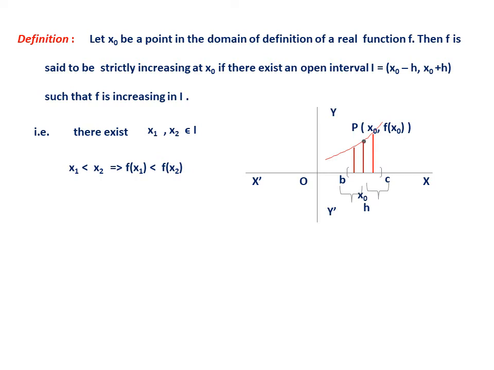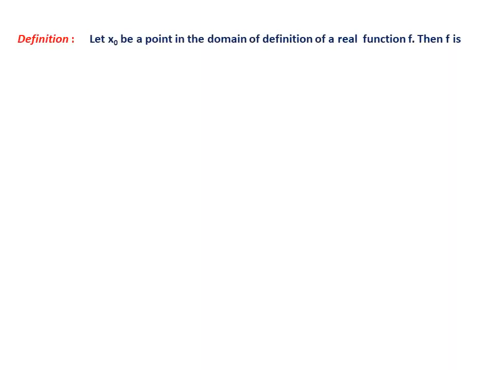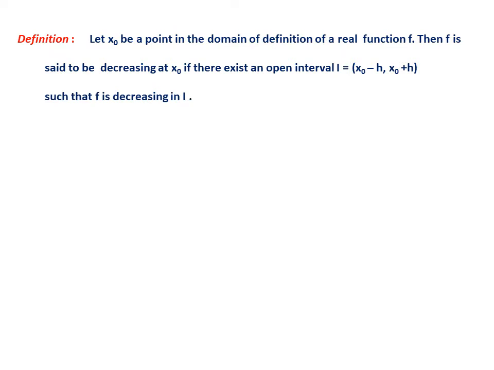In such cases we say that the function is increasing at x0, but here it is strictly increasing because strict inequality is there. So this is the thing. Next, same thing, let x0 be a point in the domain of definition of a real function, then f is said to be decreasing at that point x0 if there exists an open interval I equal to (x0 minus h, x0 plus h), such that f is decreasing.